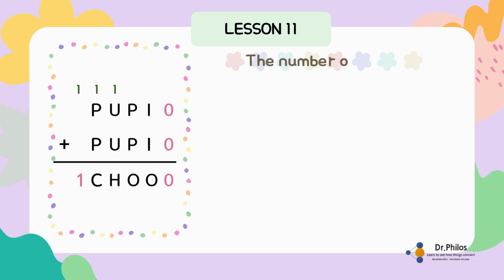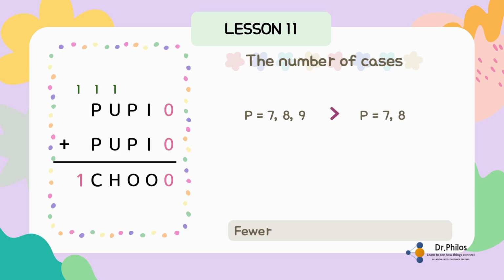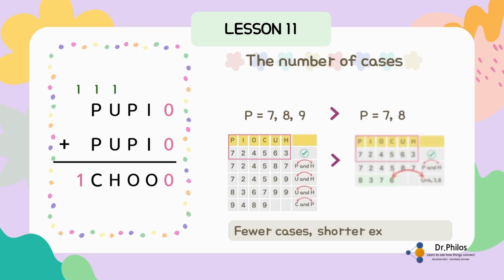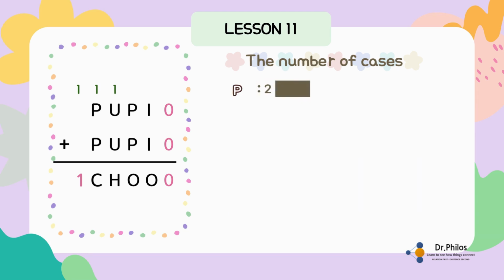Since the cases for P went down from 3 to 2, we have less to check, and the explanation got shorter. You said you started with P because it had the fewest cases, but did you check the cases for the other letters? P and I have the same number of cases. I haven't checked the other letters yet. It won't take long, so shall we check them together?